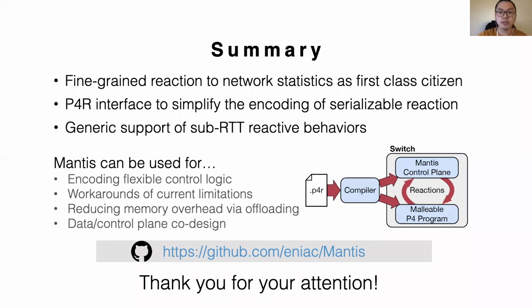To summarize, Mantis introduces fine-grained reaction to network statistics as a first-class citizen. Mantis provides a simple-to-reason-about set of reaction abstractions with the P4R interface, and enables a wide range of sub-RTT reactive behaviors without penalizing the line rate packet processing speed.